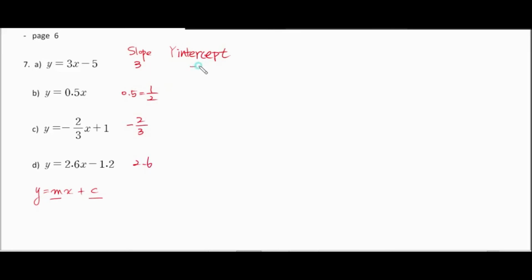And for the y-intercept, for a it is negative 5. And for b, it will be plus 0 at the behind, so it will be 0. And for c, it's 1. And for d, it's negative 1.2.